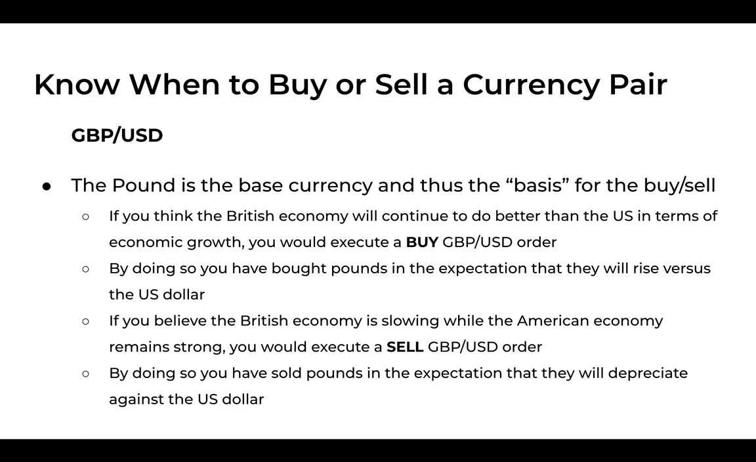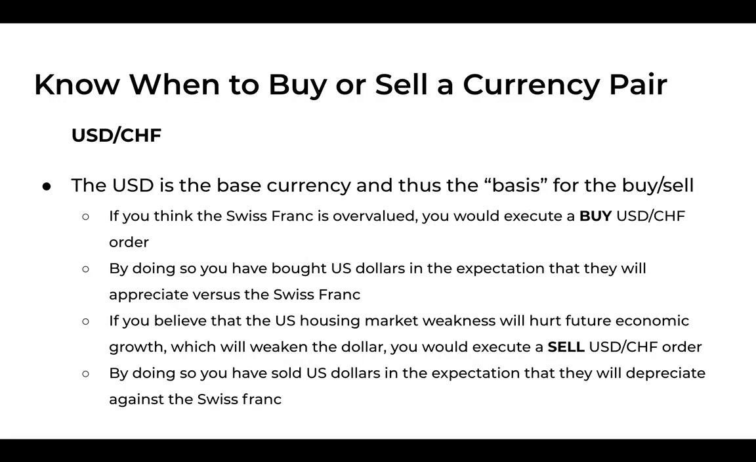If you believe the British economy is slowing while the American economy remains strong, you would execute a sell GBPUSD order. By doing so, you have sold pounds in the expectation that they will depreciate against the US dollar.